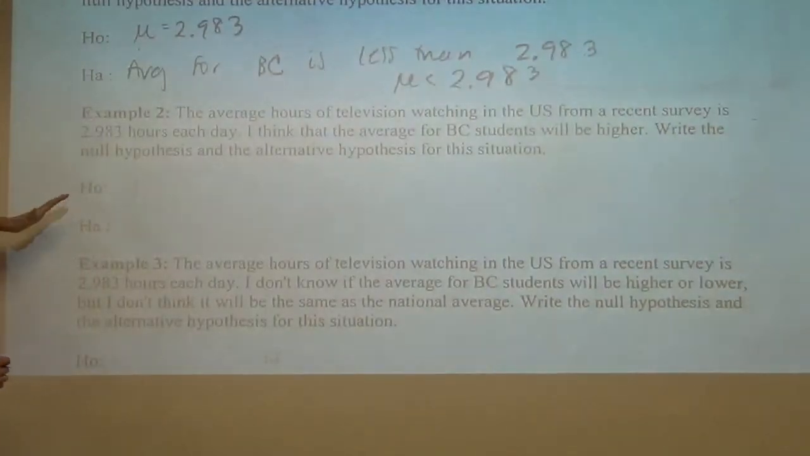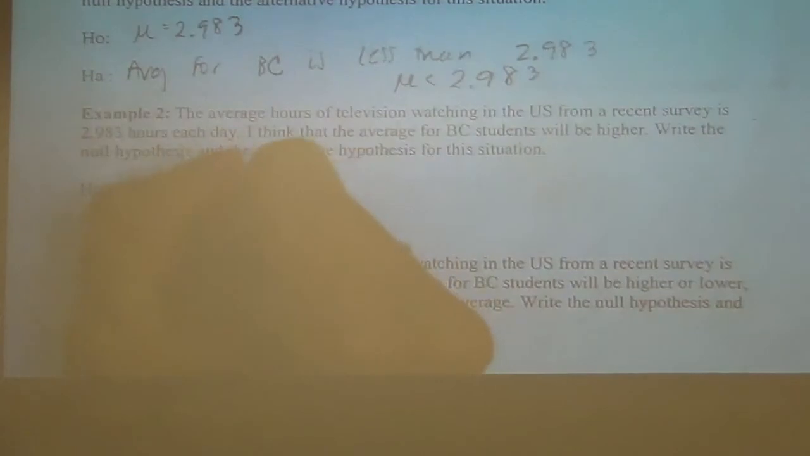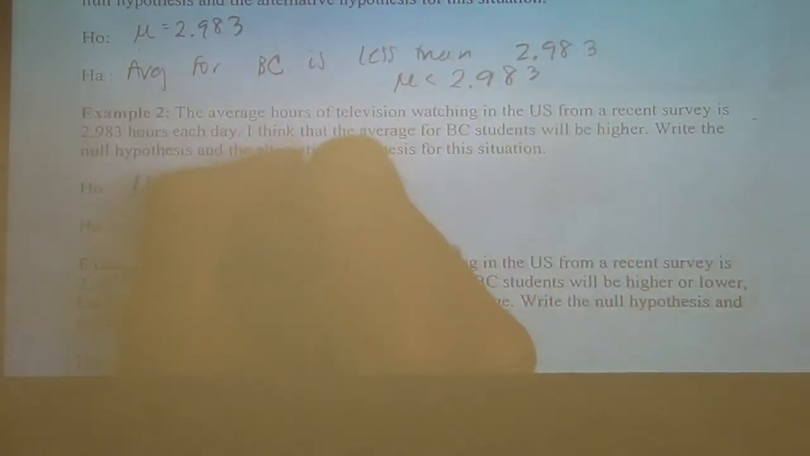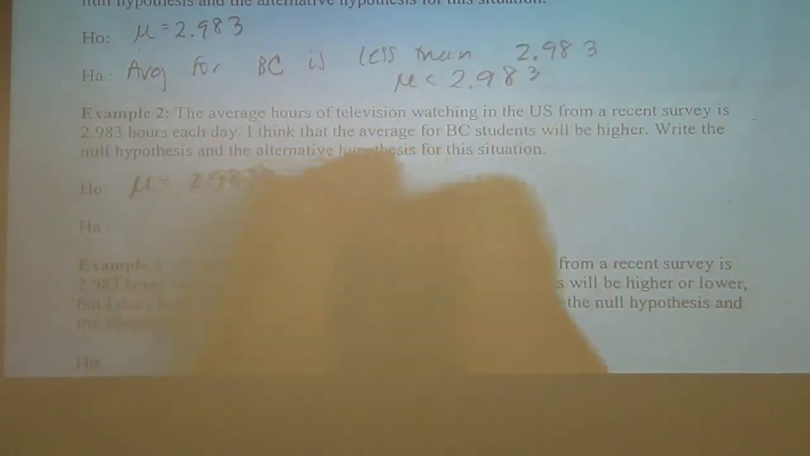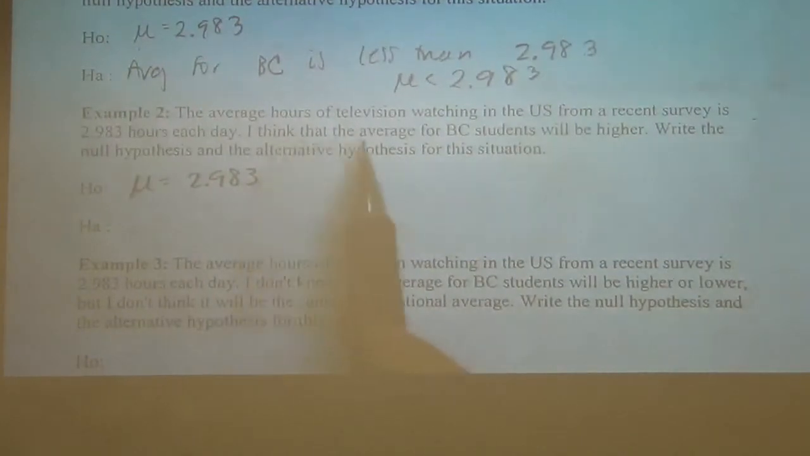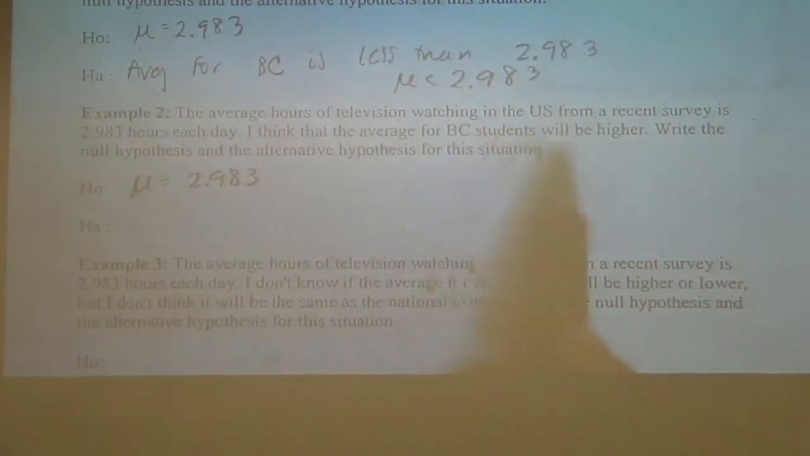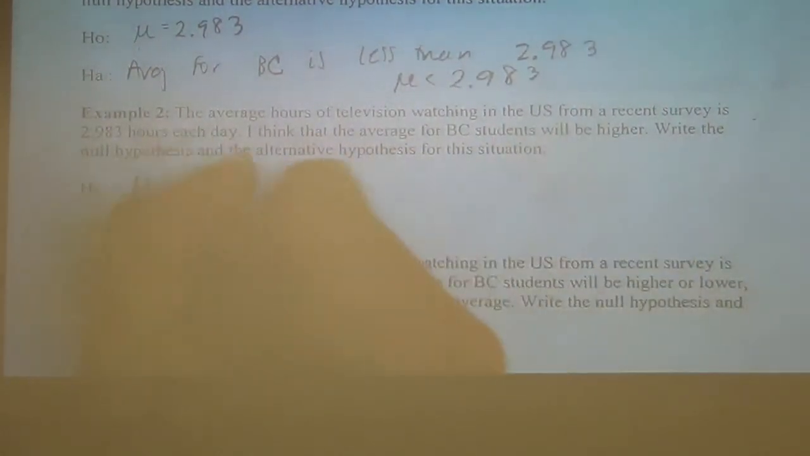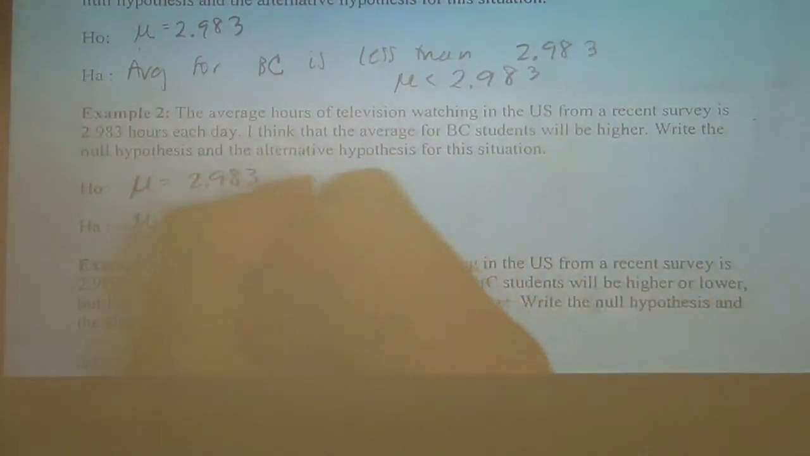Okay, coming to the next part. It says the average hours of television watching in the US from a recent survey is 2.983 hours each day. So we still have that as our null hypothesis, mu equals 2.983. Next part, I think that the average for BC will be higher. So if it's higher, we're looking at greater than. So I'm going to have mu greater than 2.983.